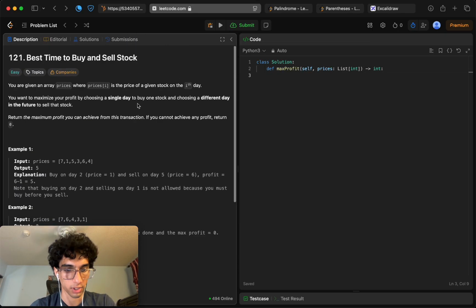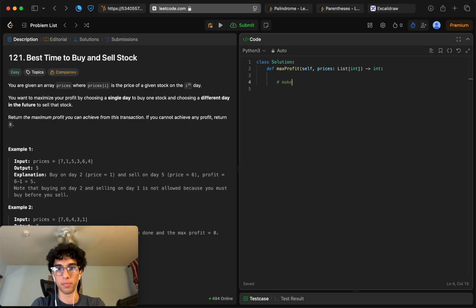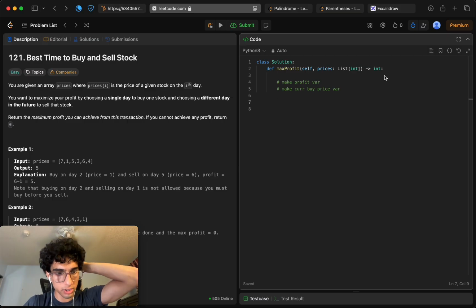Okay. I think I've done this problem before. So I think the strategy was you want to buy it on the low. You want to buy the stock on the day with the lowest price, and then try to sell it after that. So I guess I'll start writing pseudocode. How many variables would we need? We would need one variable to store the profit. We would need another variable to store the current buy price. What other information would we need to store for this?